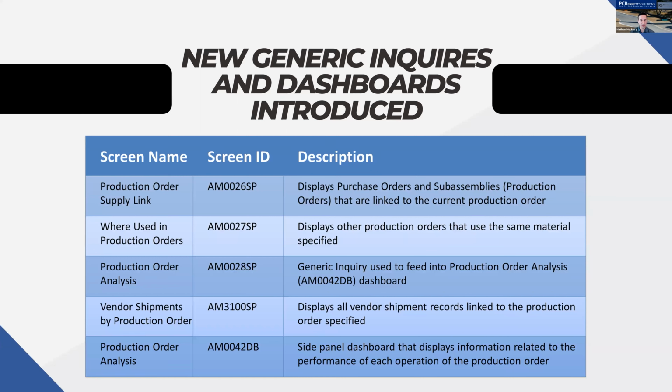In addition to all these great side panels Acumatica put in for us, they've also added a few generic inquiries and dashboards. These inquiries are informative and can be run standalone or used in other dashboards. So all of the links you see on the screen are available. And pro tip, although you can't find them listed in any menu in Acumatica, they're actually visible in the hidden node. You can still use the screen ID and paste that into the URL so you can access these inquiries through the user interface.